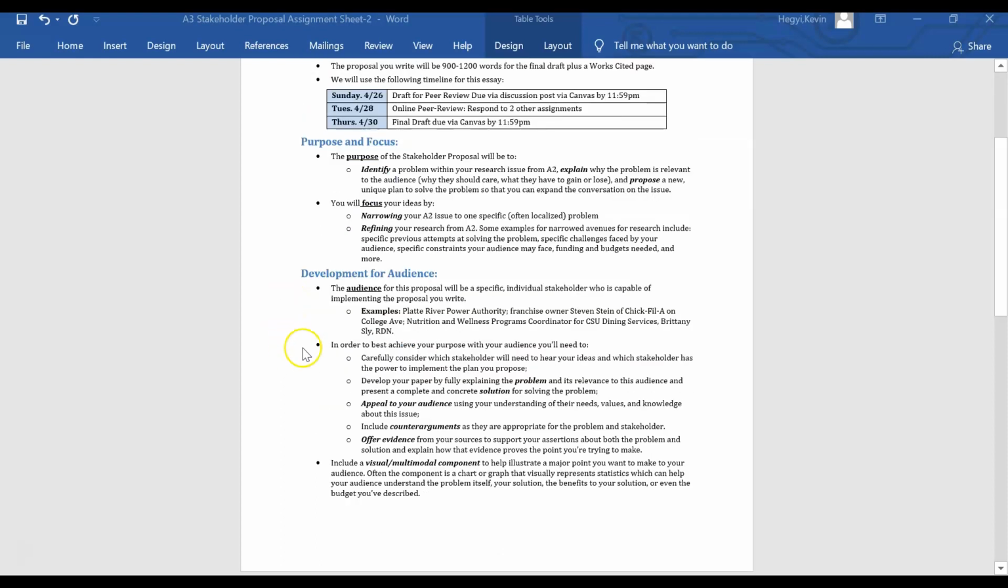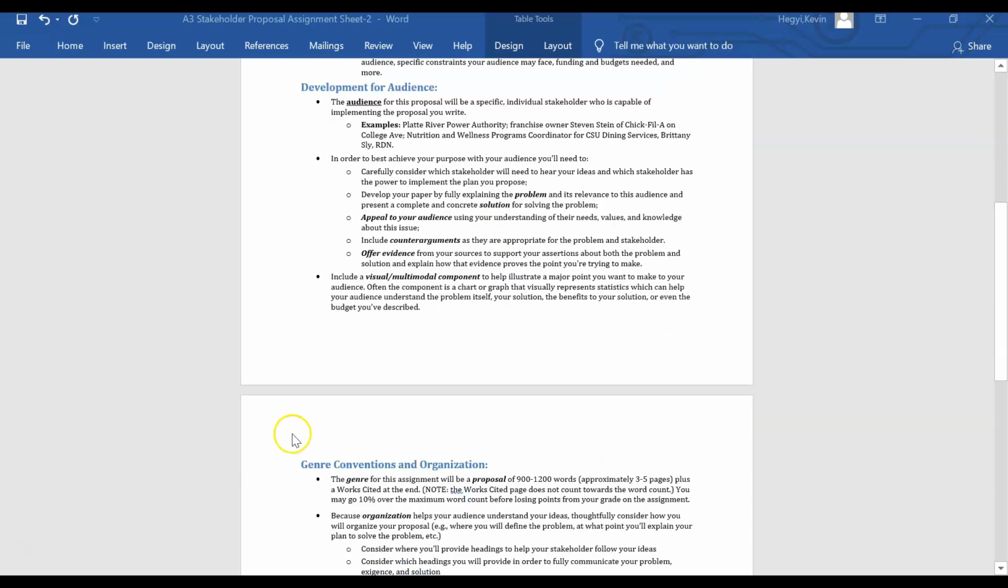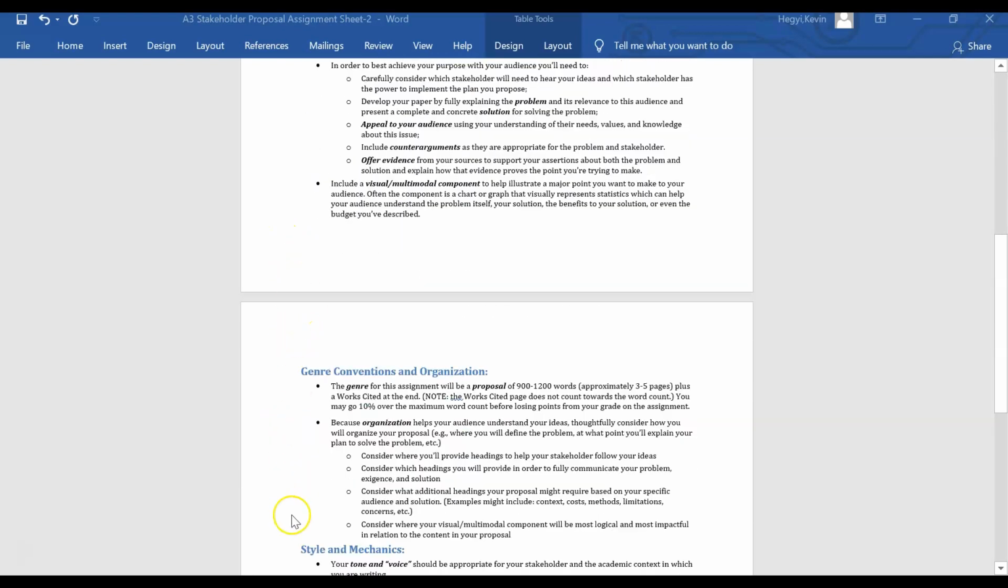But what I want to focus on the most here is to show how audience and counterargument are a good thing to think about together. Right off the bat, in our development for audience section, we know that we need to include a counterargument as appropriate for the problem and the stakeholder. So keep that in mind, counterarguments and audience. Also keep in mind that we might need to put those counterarguments under specific genre conventions and section headings. You'll notice in some of those student examples there are potential objections and counterargument sections. That's a really good way of going about addressing a counterargument, as you'll see in your examples.